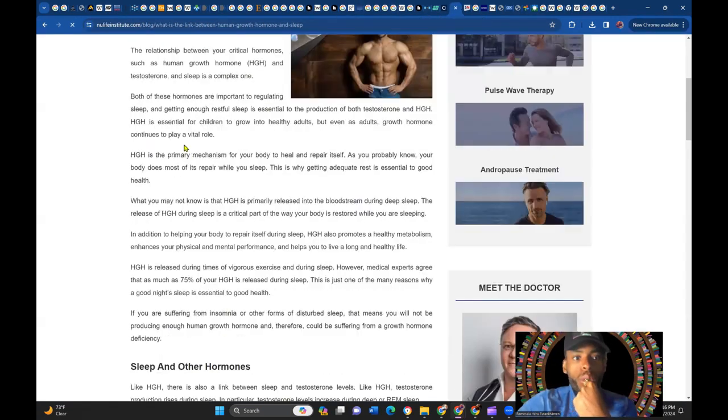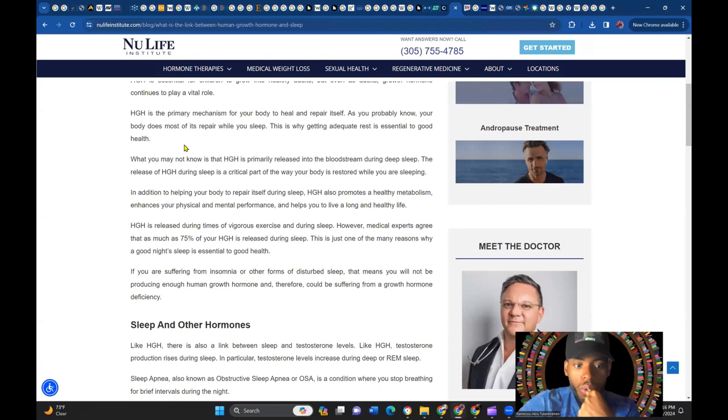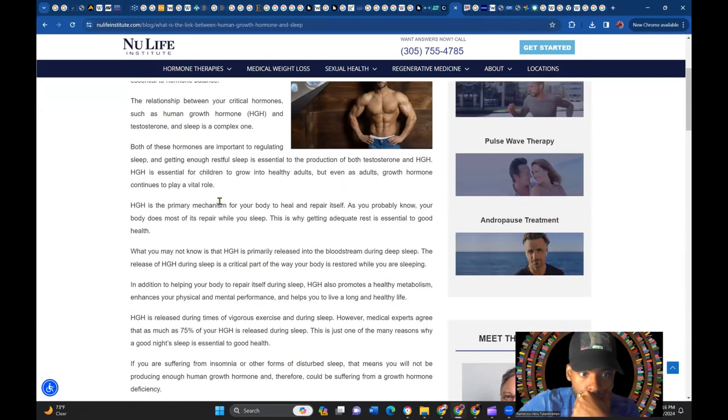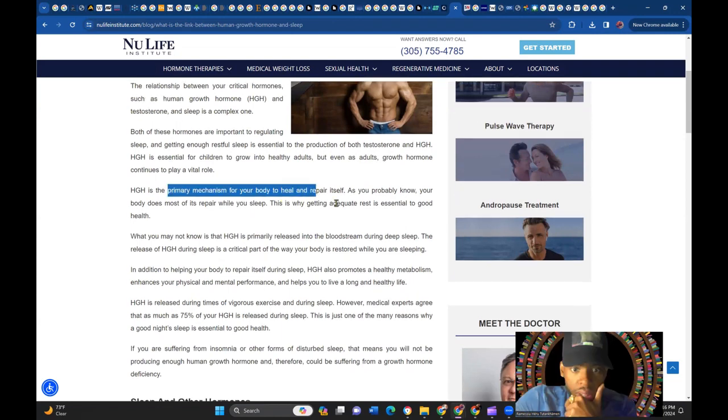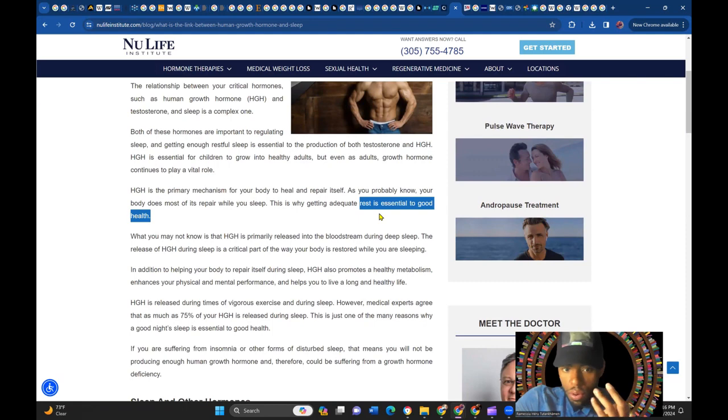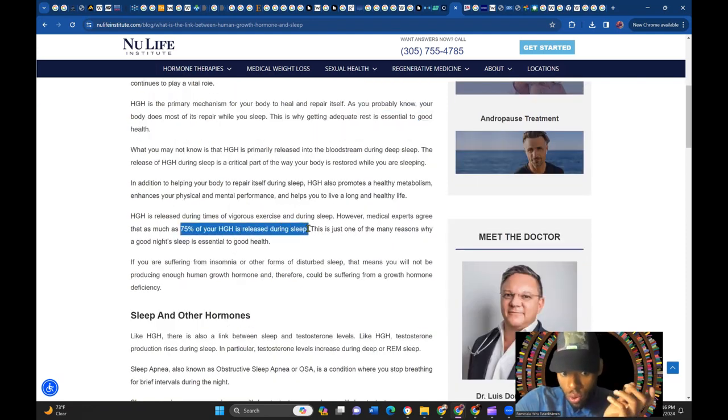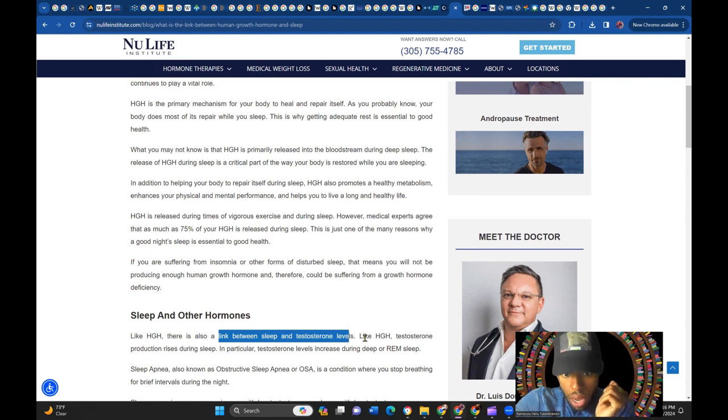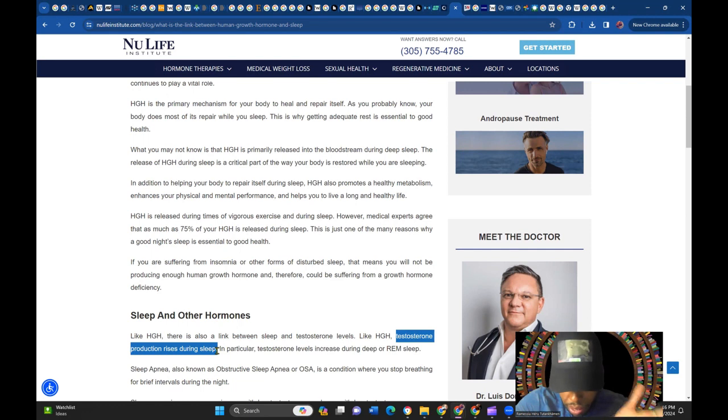And the human growth hormone that you have is naturally in you. Keyword, hormone, which is in you, right? Let's go real quick. There it is right there. It's the primary mechanism for your body to heal and repair itself. That's why they say rest is essential to good health. Of course, you know that. 1% of your HGH is really released during sleep. And there's a link between sleep and testosterone levels. Like HGH, testosterone production rises during sleep at the same time.